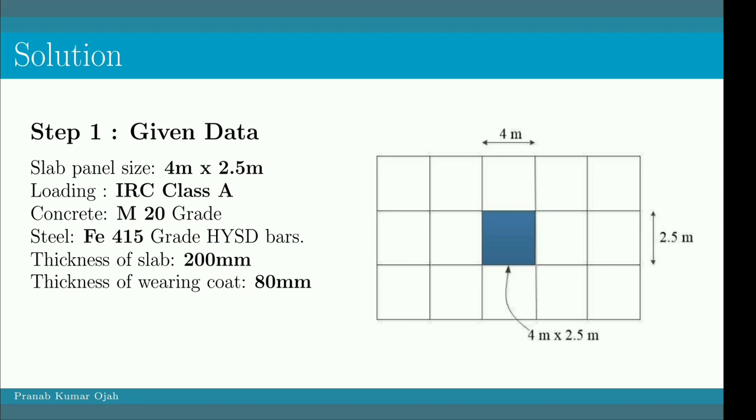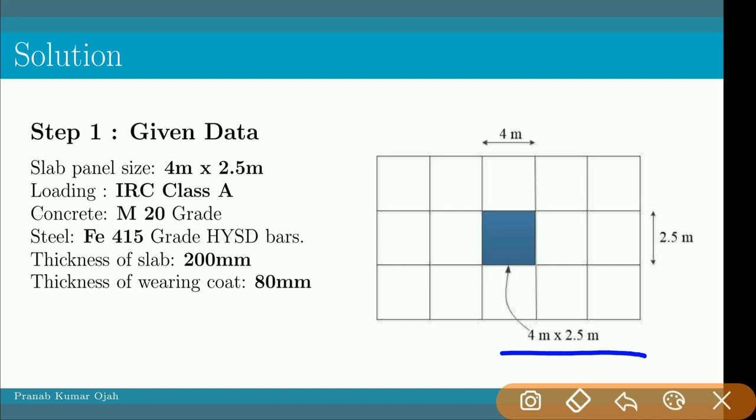As per the question, I have drawn the whole deck slab of the bridge, which consists of the deck slab and the cross girders and main girders. So in that whole deck slab, I have to consider one small panel whose size is 4 meter into 2.5 meter and it is marked in the figure. This is the size.